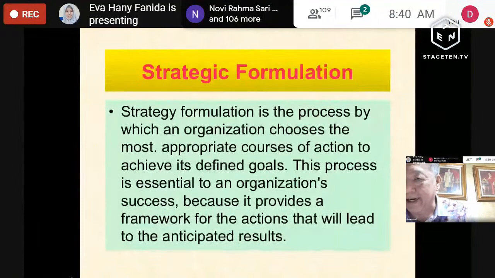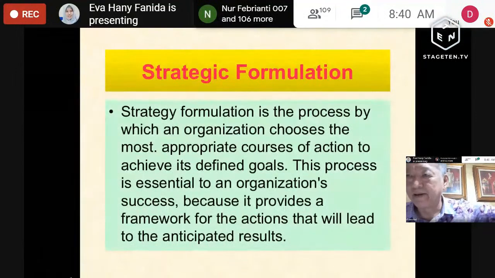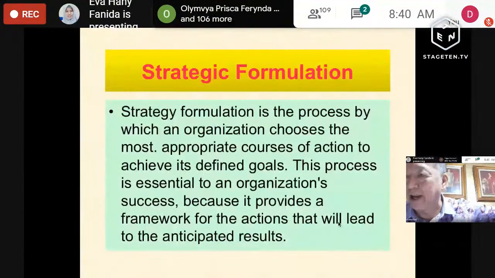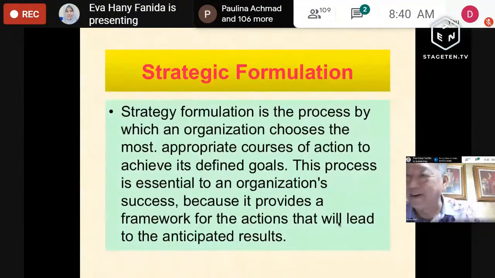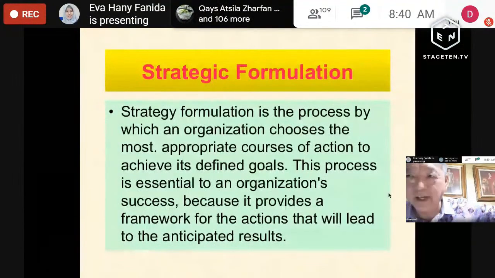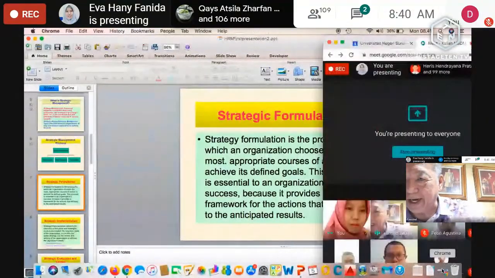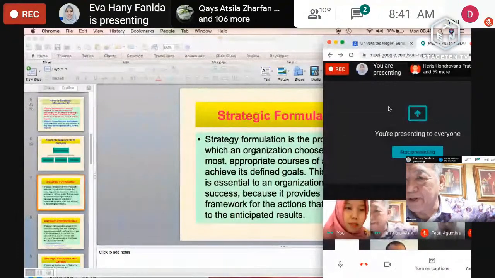It's okay. If everyone understands, we go to the second step. I think most of you can speak English and understand English quite well. Only some of you might want more explanation in Indonesian, so I don't mind. Okay. Any question about this strategy formulation? It's okay. So we go to the next page.